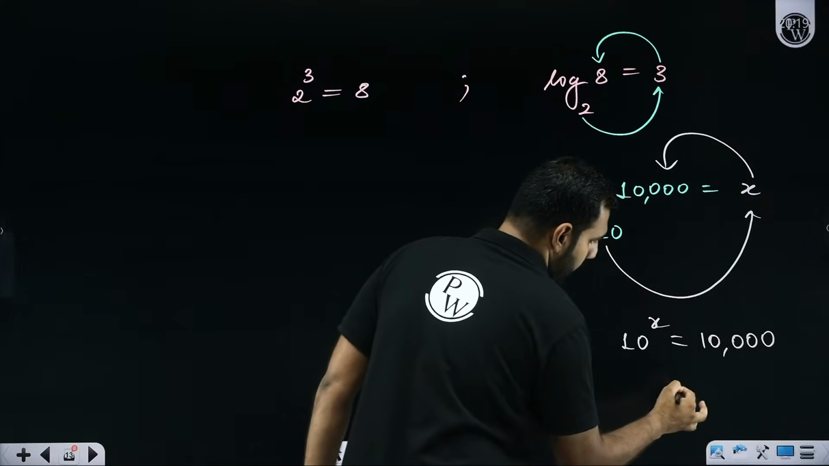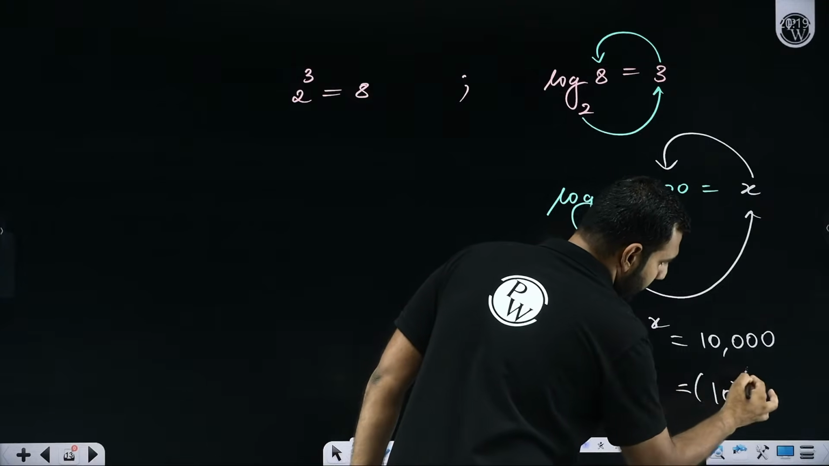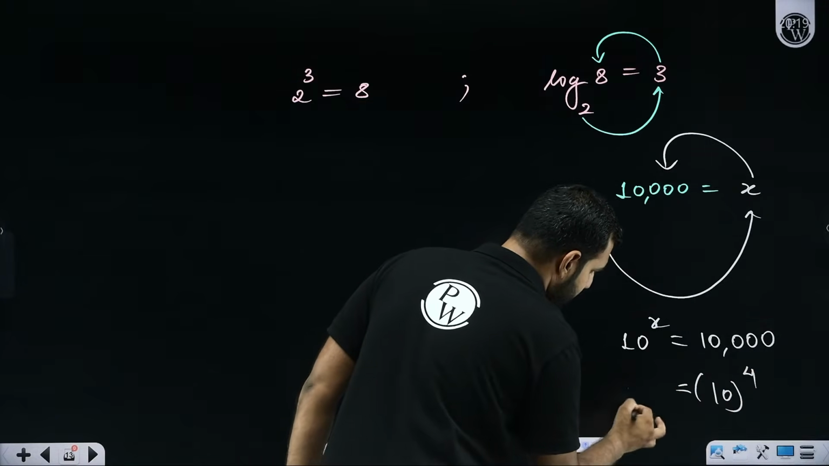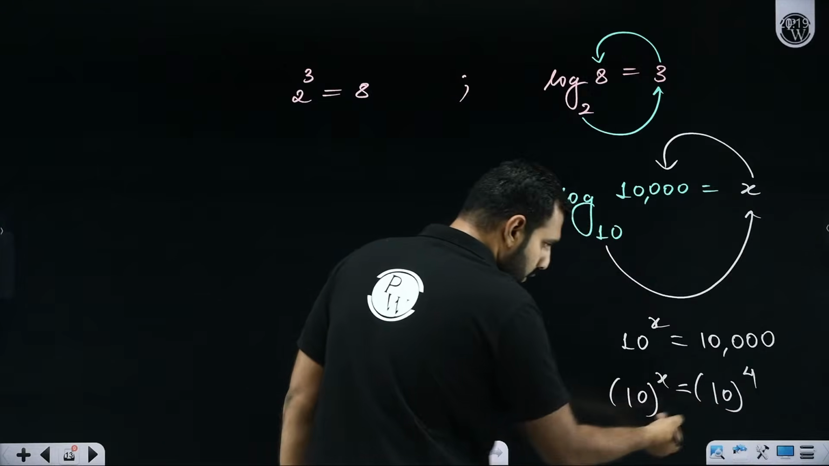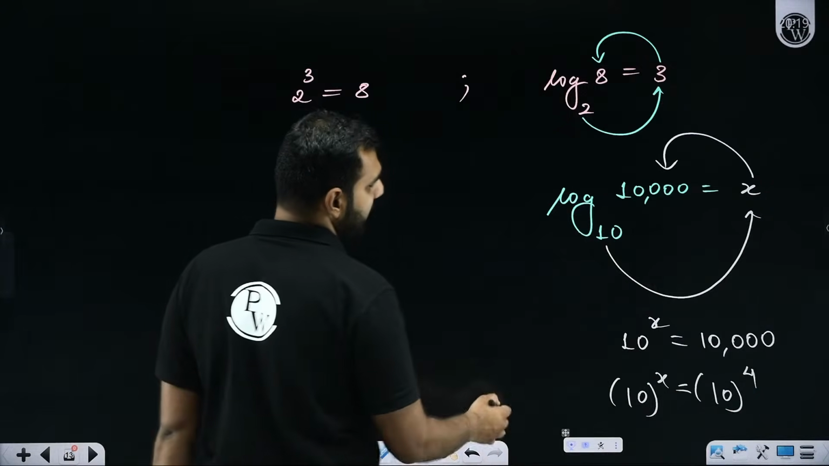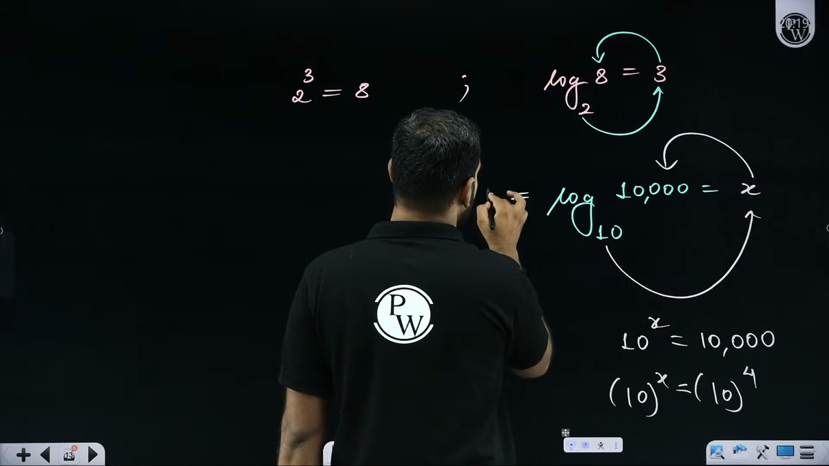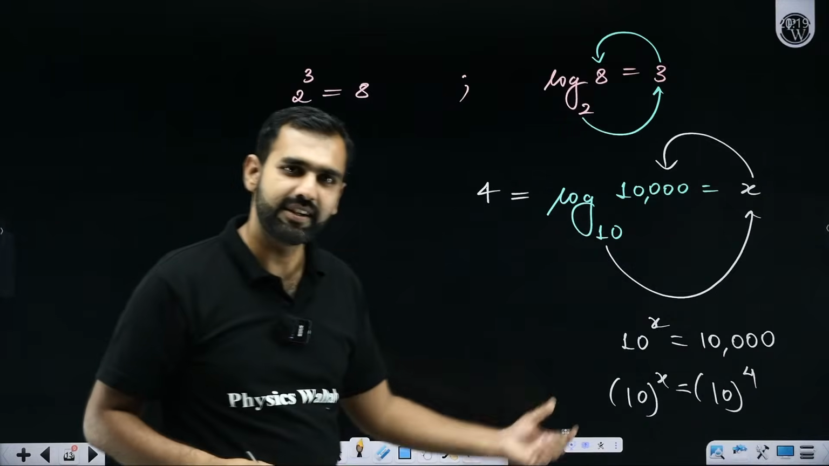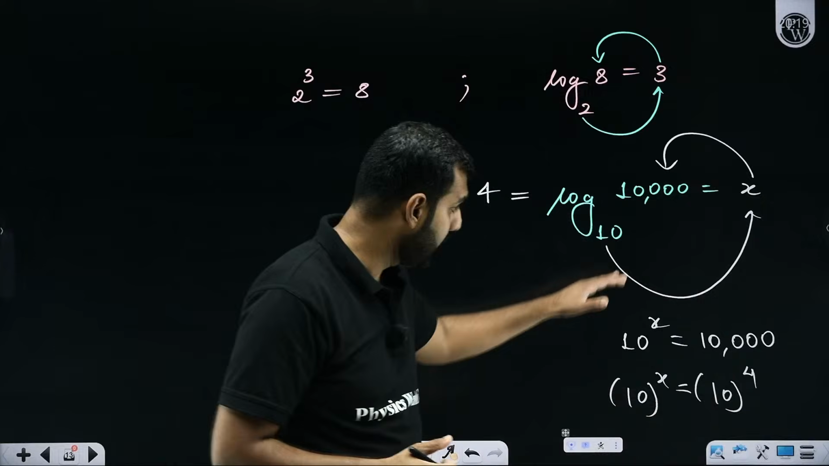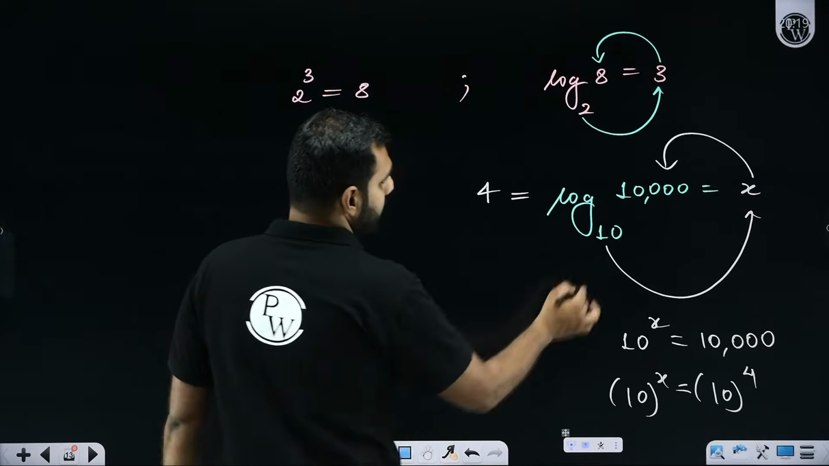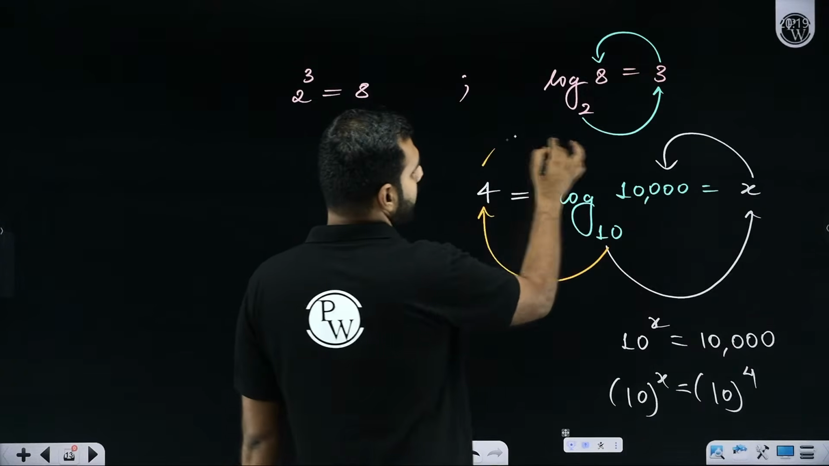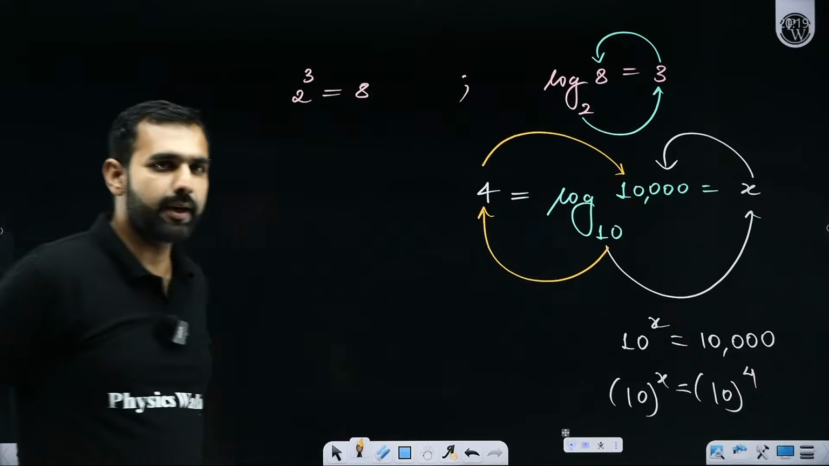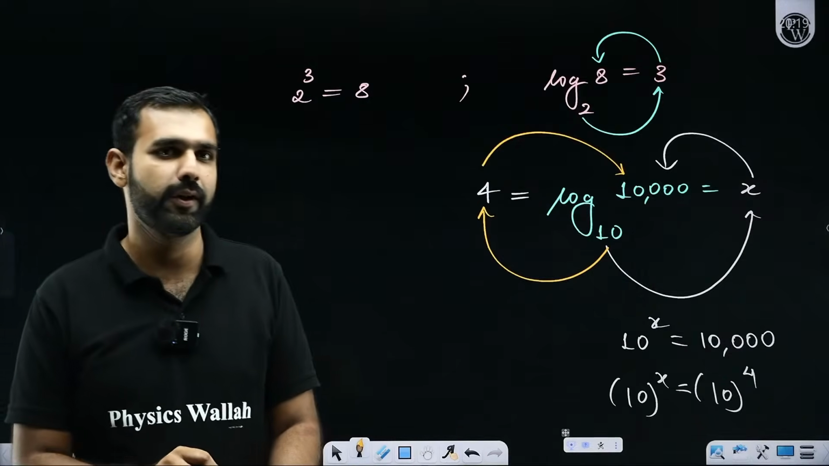Yes or no? And what is 10,000? So 10,000 is 10 to the power 4. And this is 10 to the power x. Both bases are the same, non-negative, so powers can be compared and I can say that x is nothing but 4. So are you understanding the concept of logarithm? It is nothing but an extension of exponents, which means this 10 if raised to the power 4 gives you 10,000. So did you all get a decent idea about logarithm?